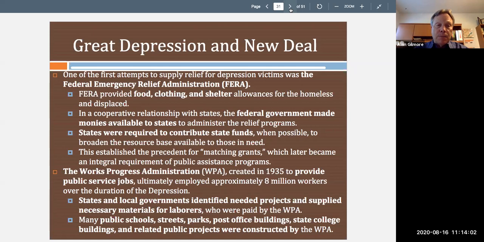The other program that's highlighted here is the Work Progress Administration, which provided public service jobs and ultimately employed approximately 8 million workers over the duration of the Depression. There were specific projects that both the federal and state governments had identified that they needed support with. And it's interesting because you can look at parks, streets, post office buildings, college buildings, all sorts of different kinds of public projects that were built during this particular time. And what you'll find is often they were facilitated through the Work Progress Administration.